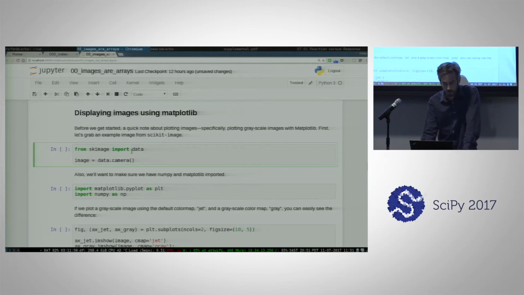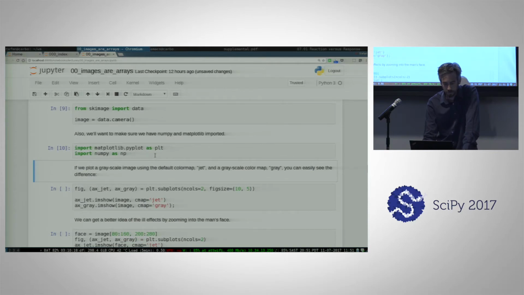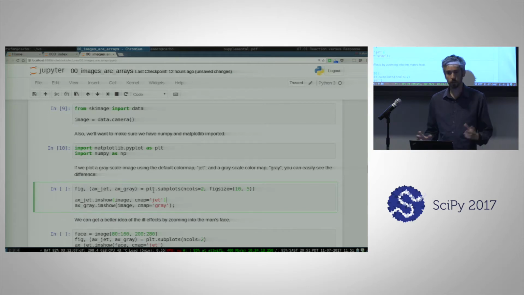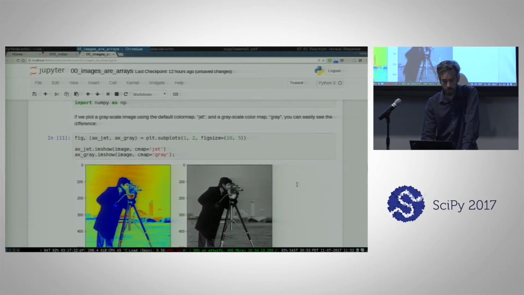Right, so we've now already seen how to display images using matplotlib. Those of you who've used matplotlib may be familiar with this syntax already. If you want to create multiple plots next to one another, you can specify the number of columns. For subplots, you could also do it like this: number of rows, number of columns. And matplotlib will give you a figure with 2 axes, and you can draw on those axes. So let's take a look at the cameraman.